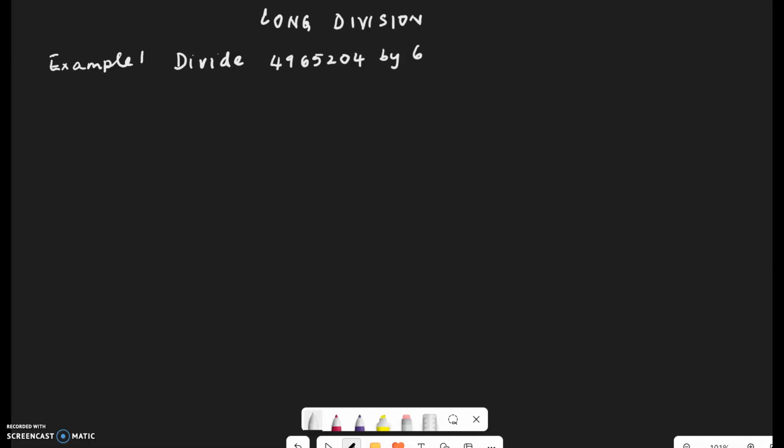So we're going to divide 4,965,204 by 6. So what this means is, when I say by 6, you want to divide by 6. So 6 is the divisor, so we keep that outside, and the dividend goes in. So we've set it up first this way.